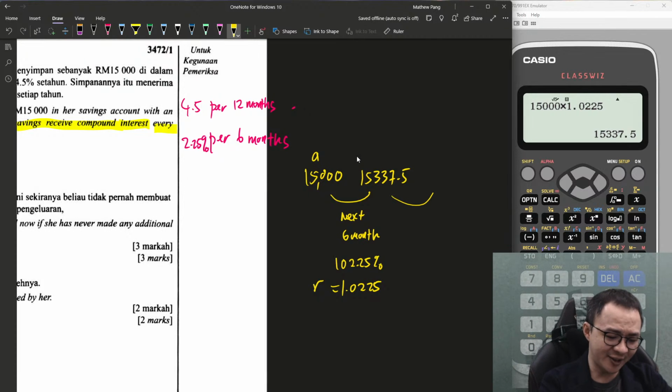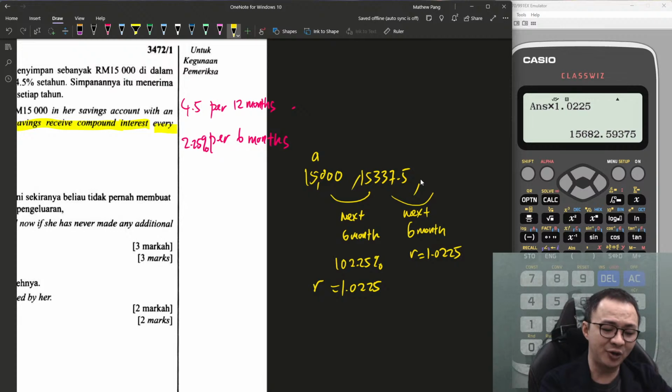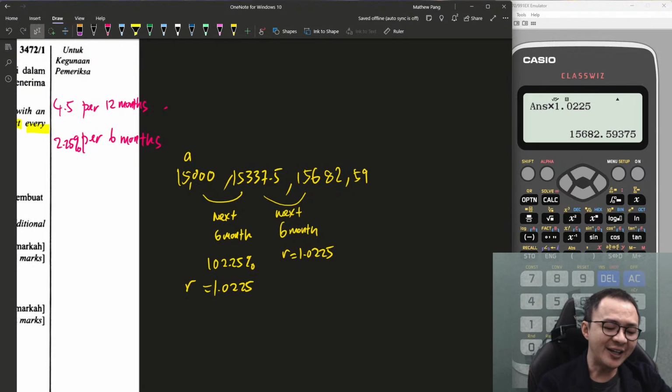Then for the next 6 months, I will just multiply by the R again, 1.0225. Of course, in the exam, you don't need to show this. I just want you to understand what's going on here. So I just randomly write a few terms here. Okay, this is what you get. So right now, in 5 years, how many 6-month periods do you have? This is the question here.